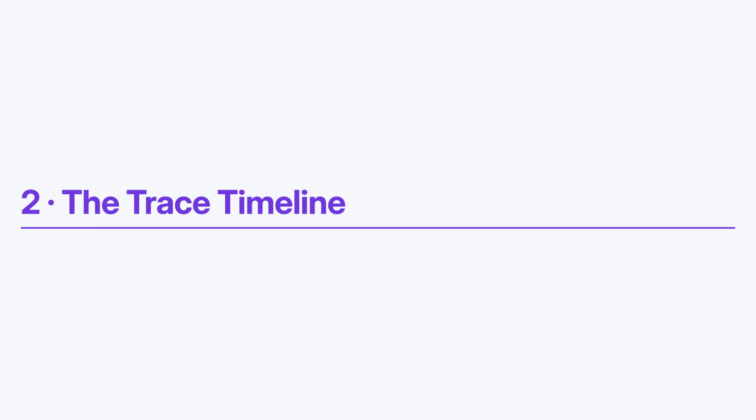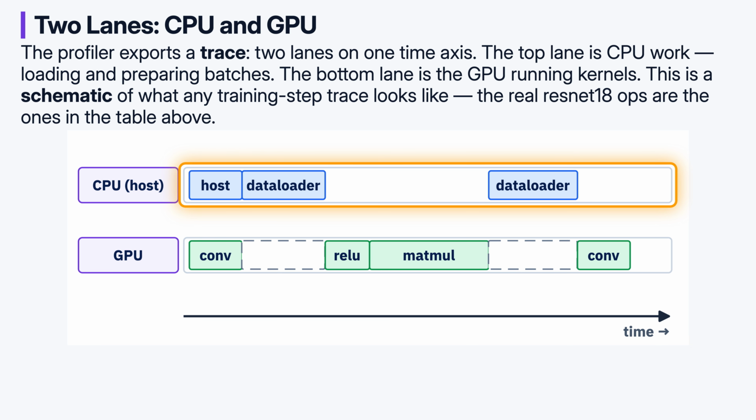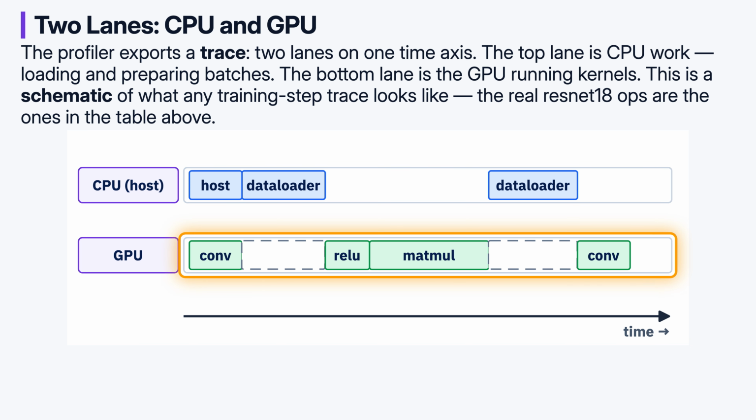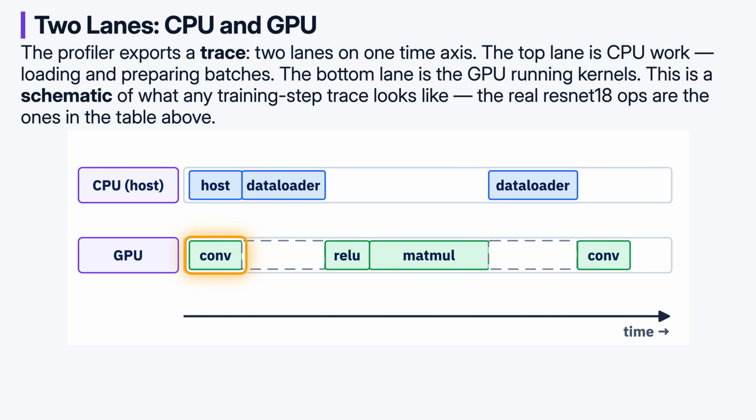Part 2. The trace timeline, where the gaps are. This is a schematic of what any training step trace looks like. The real ResNet 18 ops are the ones in the table. The top lane is CPU work, loading and preparing each batch. The bottom lane is the GPU, running kernels. These named blocks are the GPU operations. The names here are generic stand-ins, not ResNet 18's exact trace.